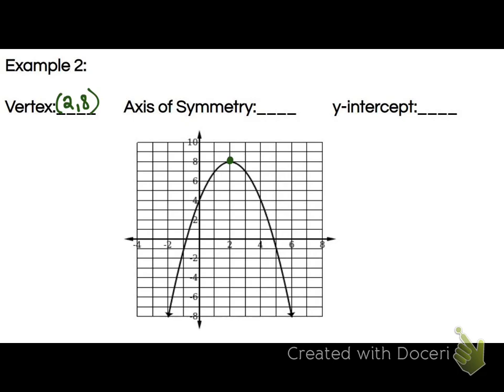Okay, what's my axis of symmetry? Just x equals? x equals 2. Yep, x equals 2. You got it. And then where does my parabola cross my y-axis for my y-intercept? 0, 4. 0, 4. Good.